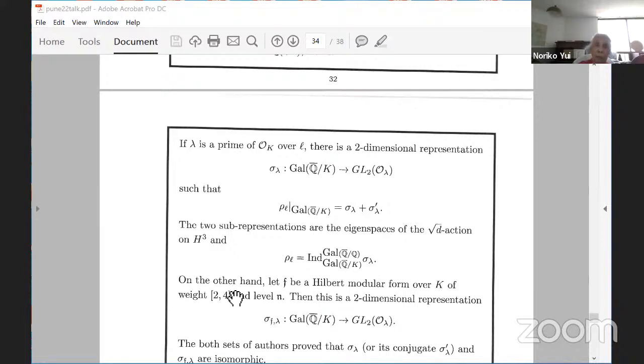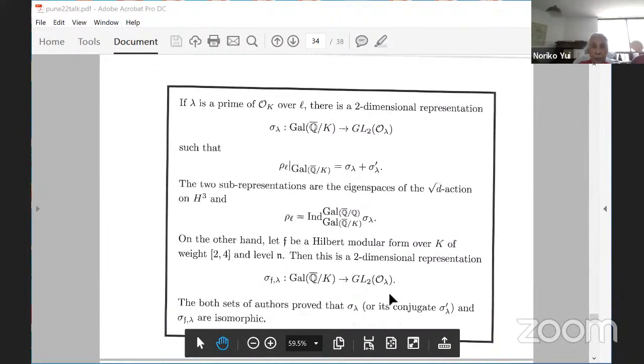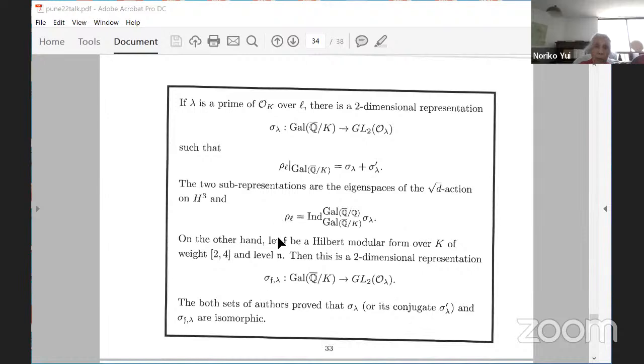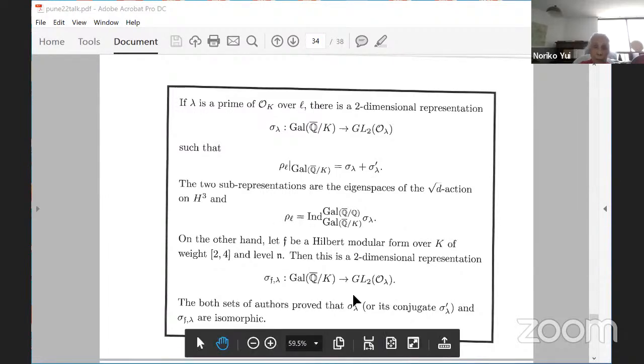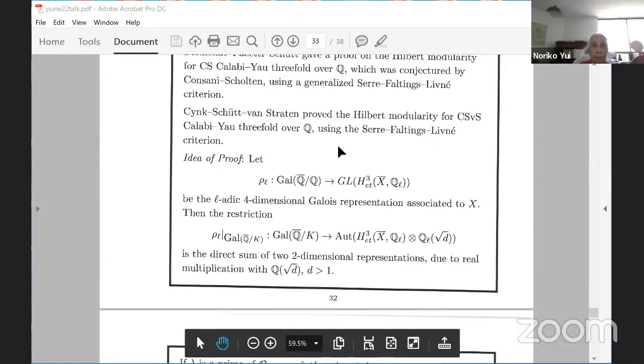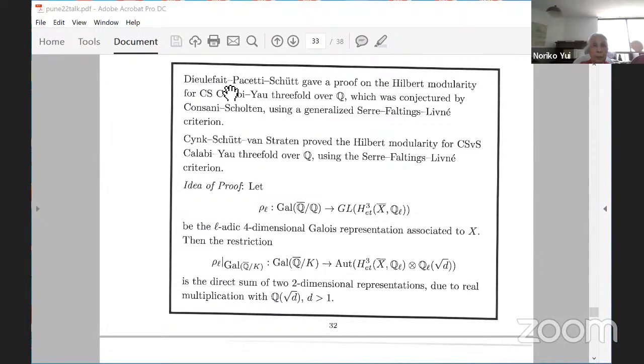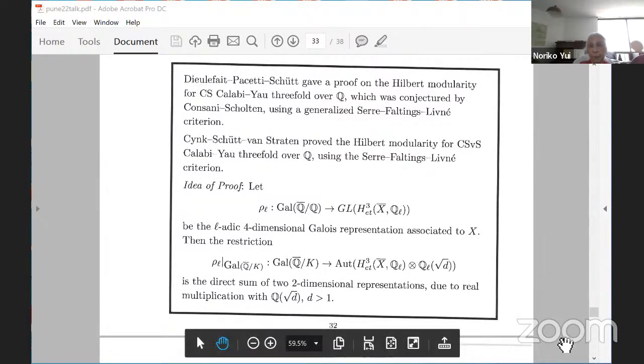And also, for Hilbert modular forms, in the same way you prove the modularity for elliptic curves: for a Hilbert modular form over K, you have a two-dimensional Galois representation. And then somehow you have to show the equivalence, or isomorphism, between these two representations. That's what is done in this paper here, by Dieulefait, Pasotti, and Schütt. Okay.